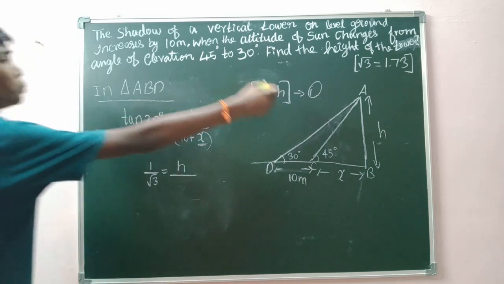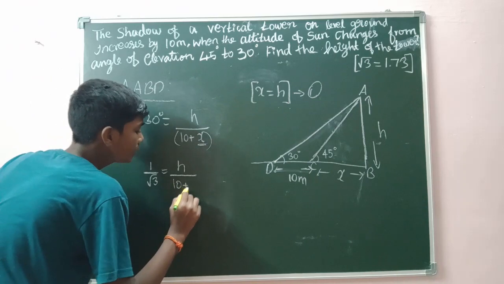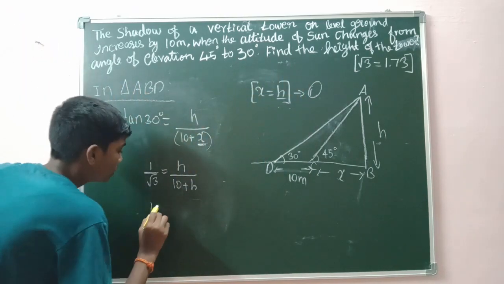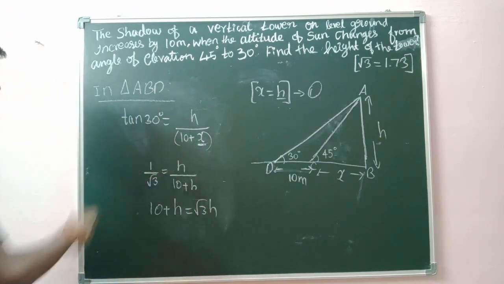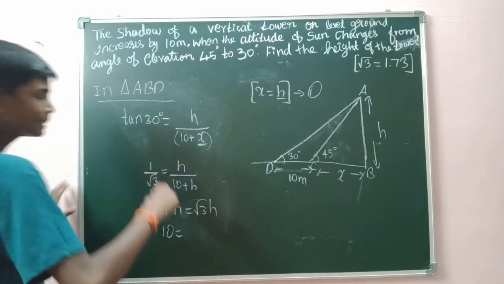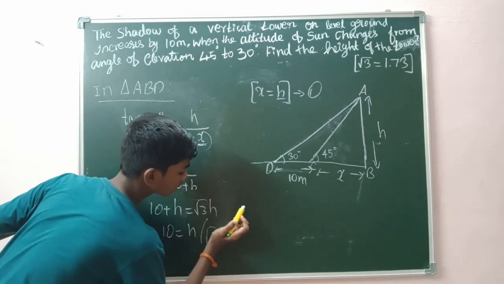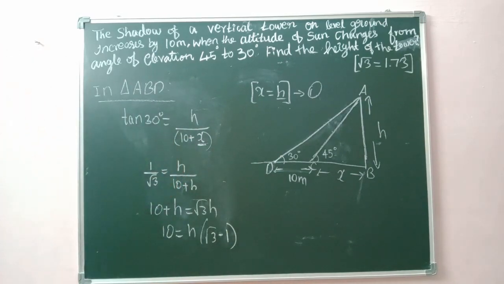Yeah, so just put equation 1 in this equation, therefore we get h by 10 plus h. Just replace this x as h by equation 1. So just cross multiply. So 10 plus h will be equal to root 3 h. Correct or not? Just cross multiplying. Take the h to that side. Therefore we get 10 is equal to root 3 h minus h. That is, take h common. So therefore root 3 minus 1. Correct, right? So 10 is equal to h times root 3 minus 1.